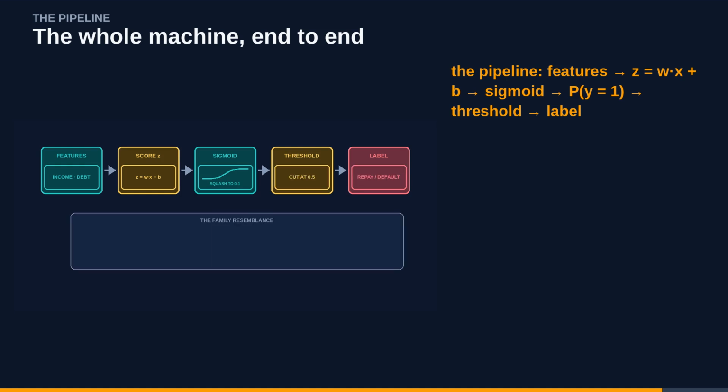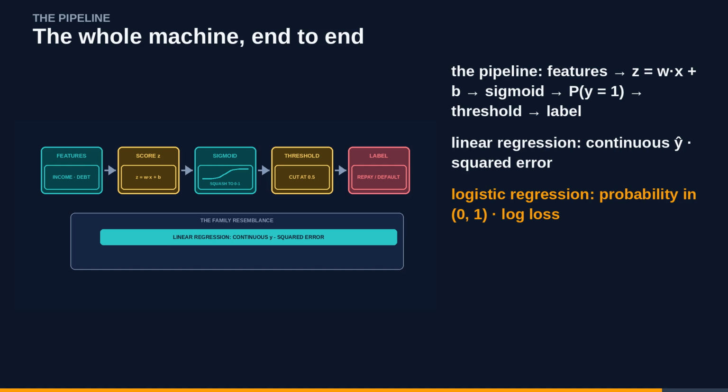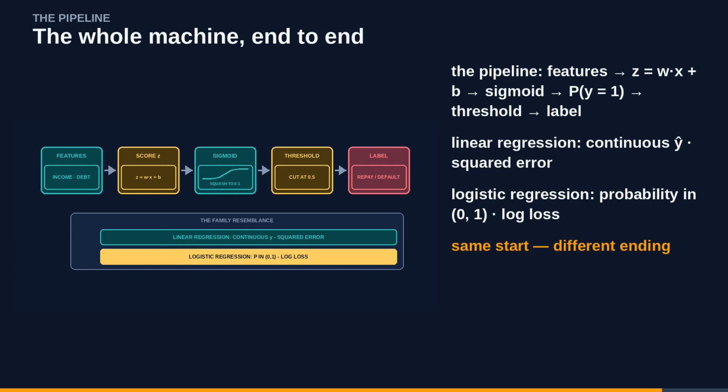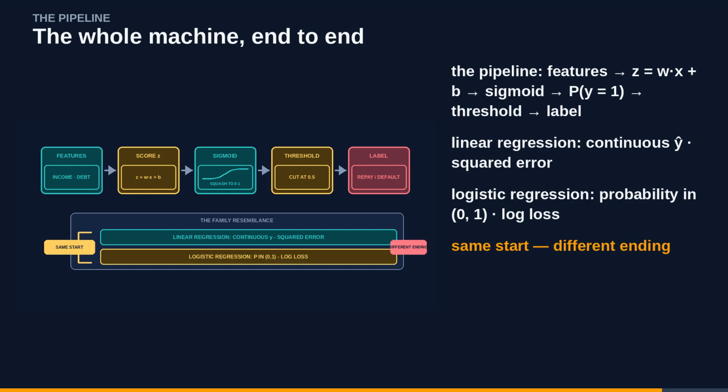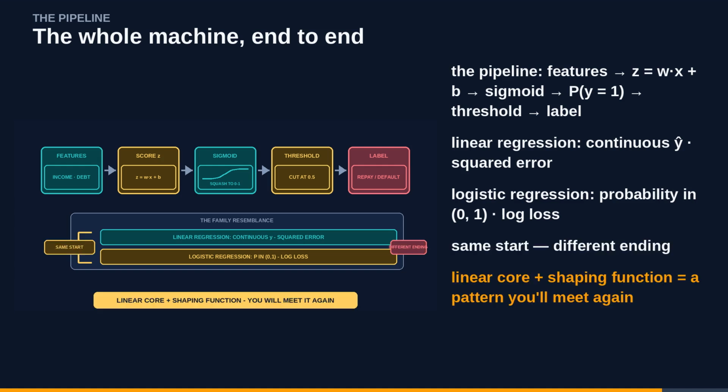Now set that beside last lesson's line, and the family resemblance is exact. Linear regression outputs a continuous number and trains on squared error. Logistic regression outputs a probability and trains on log loss. Same start, different ending, and that pattern, a linear core plus a shaping function, is one you will meet again and again in machine learning.